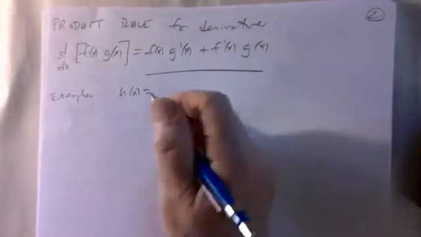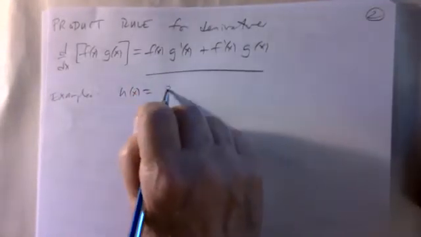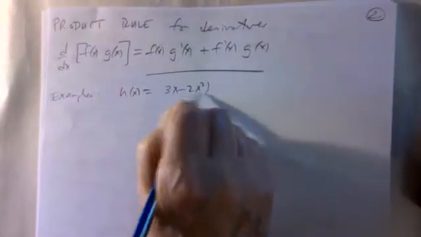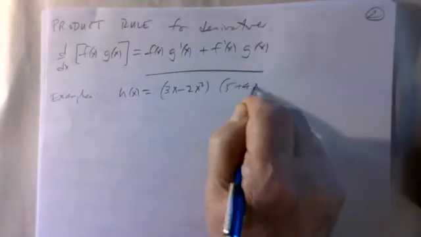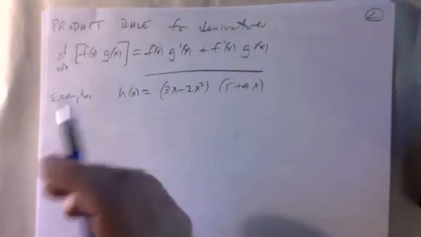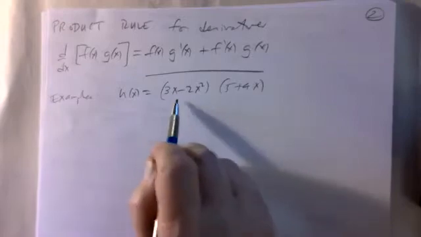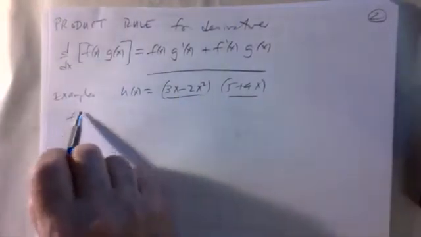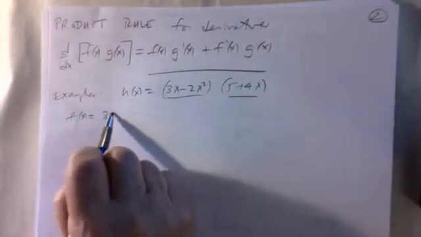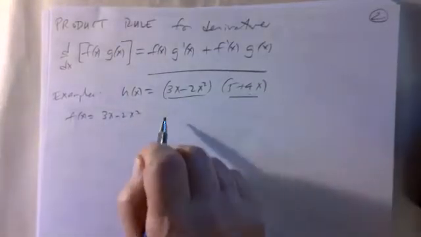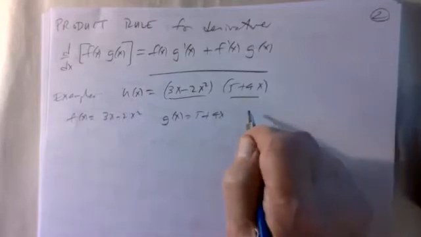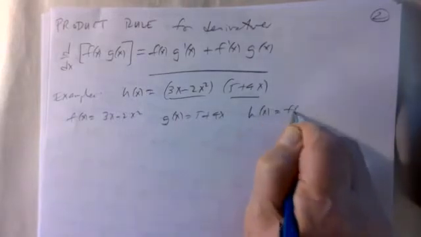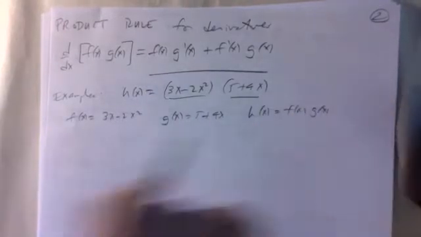Suppose we have to differentiate the function h of x, which is (3x minus 2x squared) times (5 plus 4x). If you look at this, you can see easily this is a product. It's like you take f of x to be 3x minus 2x squared and g of x equal 5 plus 4x. And then you see h of x is the product f of x times g of x.